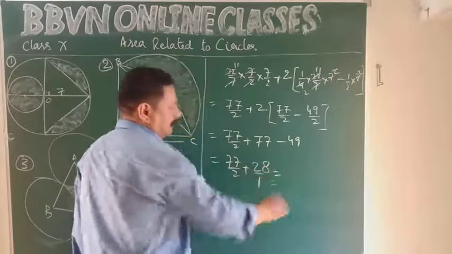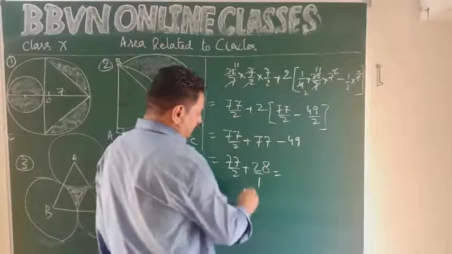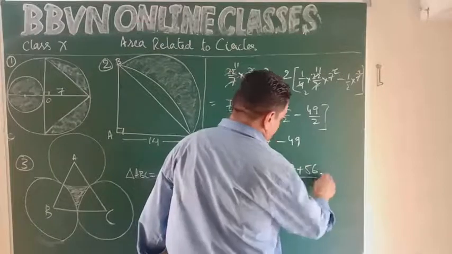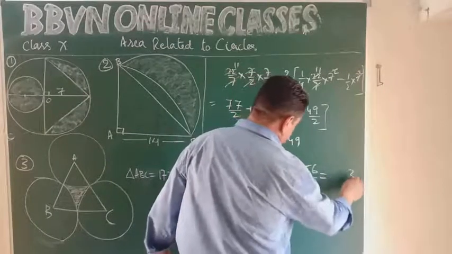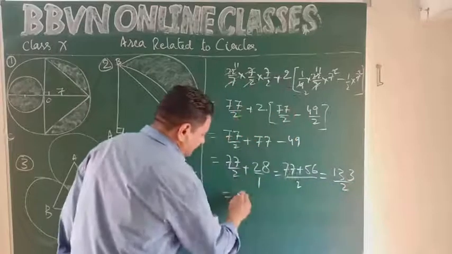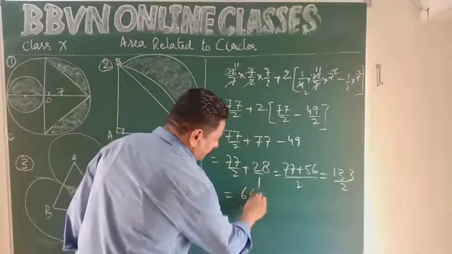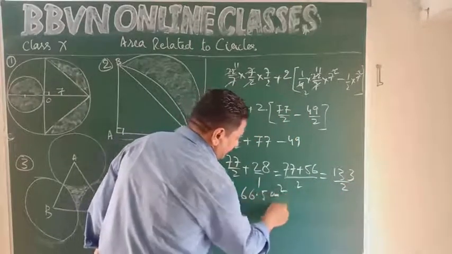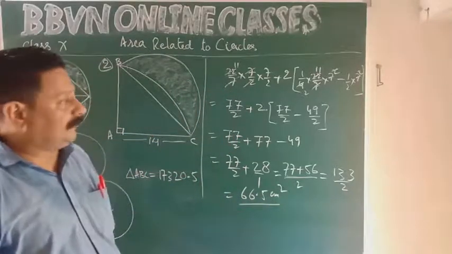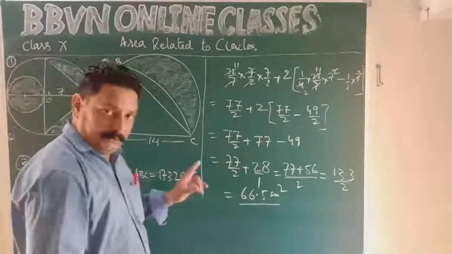77 upon 2, 77 minus 49, 28. Let's take the LCM. LCM is 2. 77 plus 56 upon 2, 133 upon 2, that is 66.5 centimeters square. This is the area of the shaded portion, the required region. Right, children? Hope you got it.